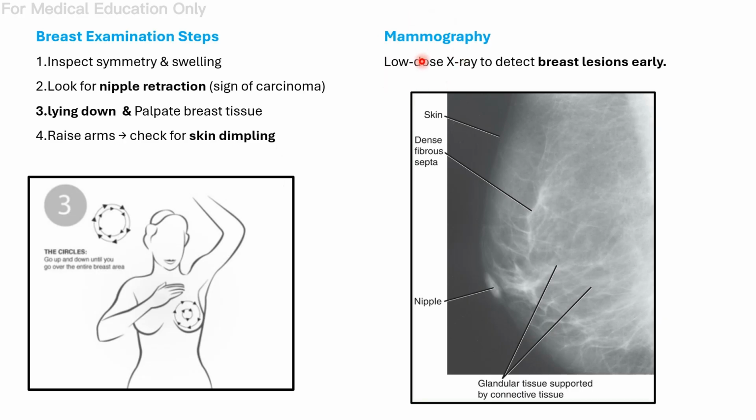Mammography. Mammography is a low dose X-ray to detect breast lesions early. You can see in the mammography this is the skin, this is dense fibrous septa, this is the nipple, and this is glandular tissue supported by connective tissue. And also with mammography you can identify breast cancers.